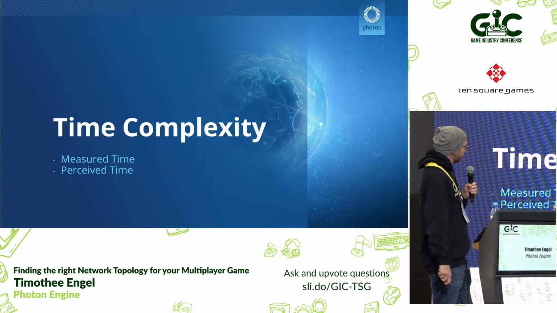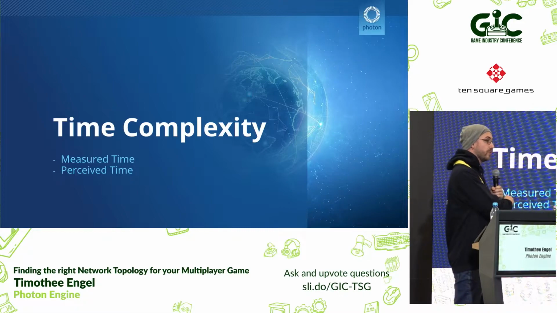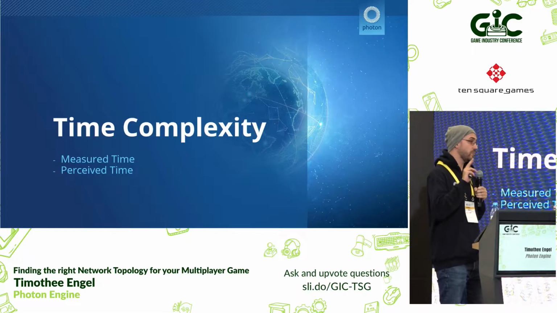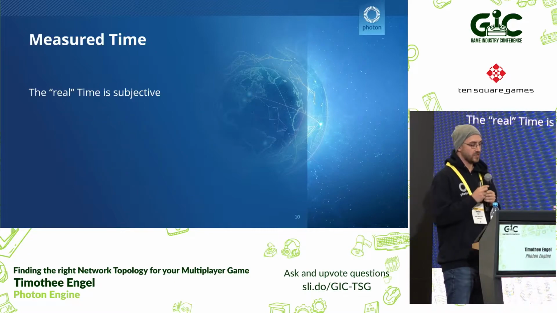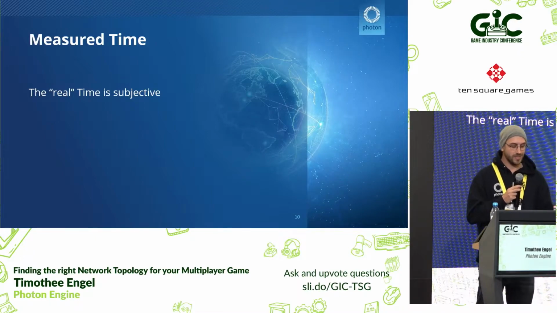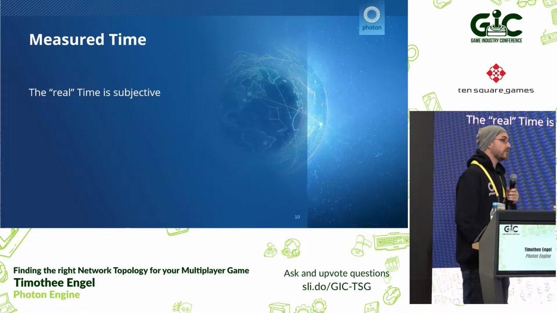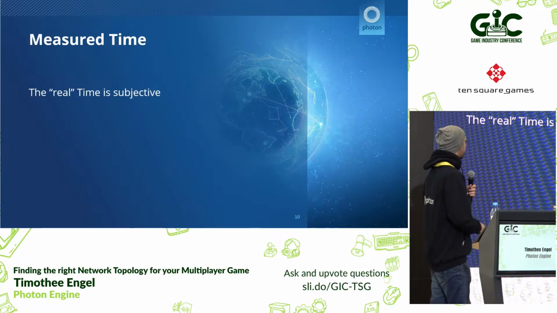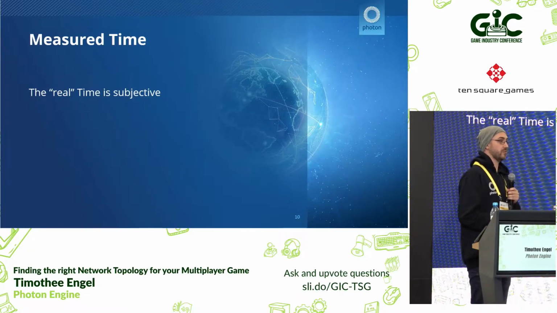So, that brings us to the second point, time complexity. Because as we mentioned before, latency is not going away. And therefore, time exists in two ways in multiplayer games: the measured time and the perceived time. Specifically, that means the measured time is subjective. It is, in short, what your player will see. It is also subjective to each machine that is connected to your network. This means, regardless of what you do, time will never be identical in any of the simulations that you run.